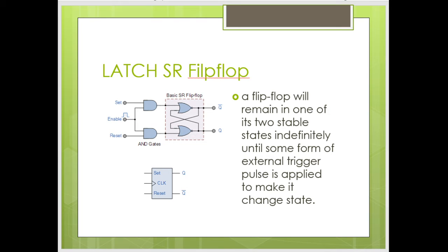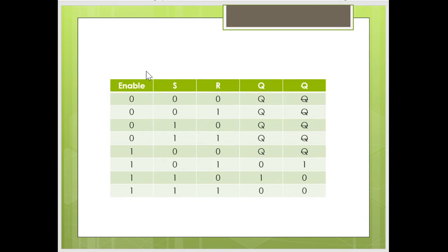Now, as I spoke just before about the latch, a flip-flop will remain in one of the two states indefinitely until some external trigger pulse is applied to make it change. That is what we call the enable pin. Now, if enable is 0, no matter what you provide on the inputs S and R, the output remains unchanged. But when the enable is activated, that means we have put 1, then whatever the condition on the inputs, according to that the output will change its state.